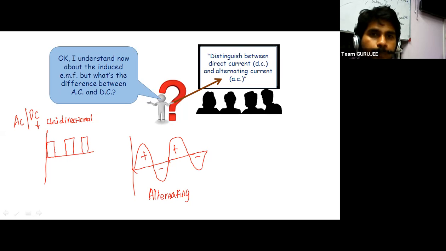If it is used, then electric shock may be produced due to the direct current. That is the first idea. One is unidirectional, the other is bidirectional. Alternating current always changes its direction alternately. Is it clear, students?